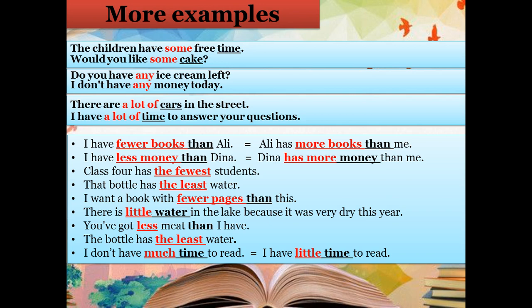I have fewer books than Ali. We can give the same meaning of the sentence, but be careful with the quantifier, because if we want to start with Ali, we need to modify the quantifier to give the same meaning, and it happens in the rewrite questions. So Ali has more books than me. We change fewer to more to give the same meaning.